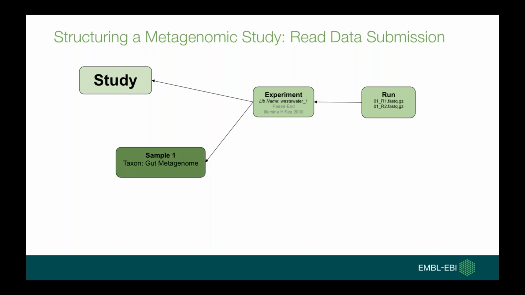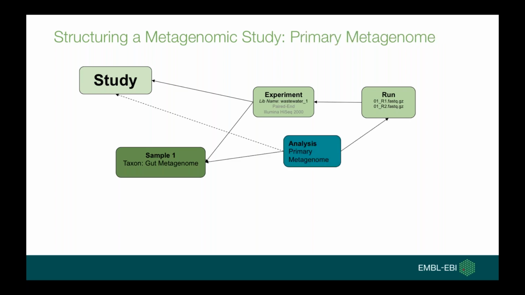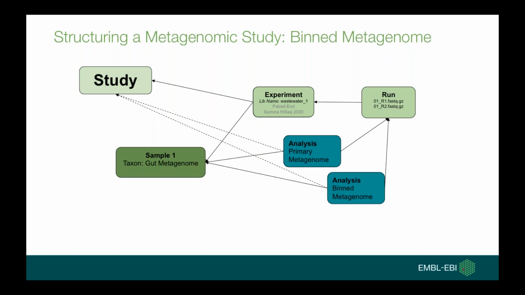So I said earlier, a primary metagenome describes or contains a set of contigs that have been assembled from the reads, but has no effort to separate them based on taxonomy. And so that's sitting over here. It's contained within an analysis object. Remember, I said assemblies are contained within analyses, and it describes that it's a primary metagenome, and it points to the data that it was produced from. It points to the sample that it was produced from, and of course, it points to the study that it is contained within.